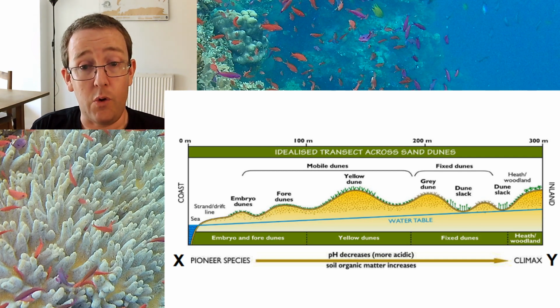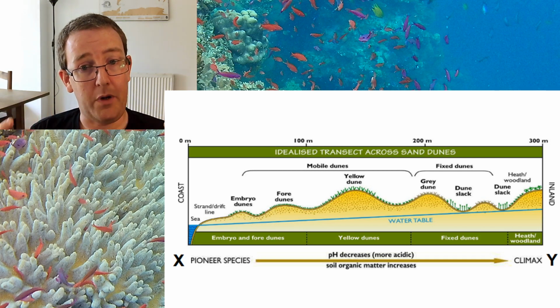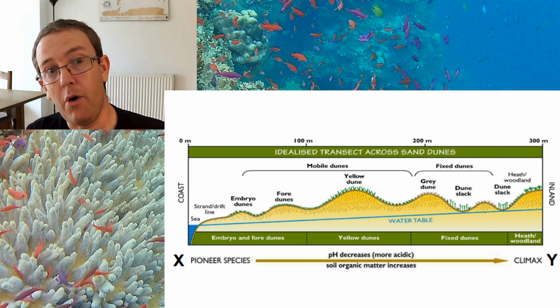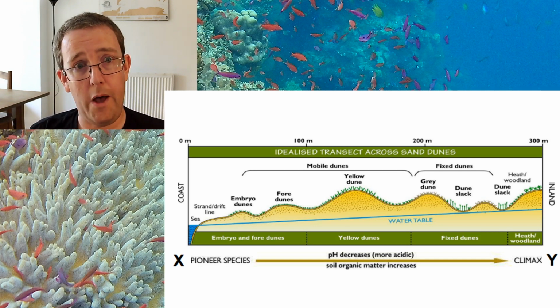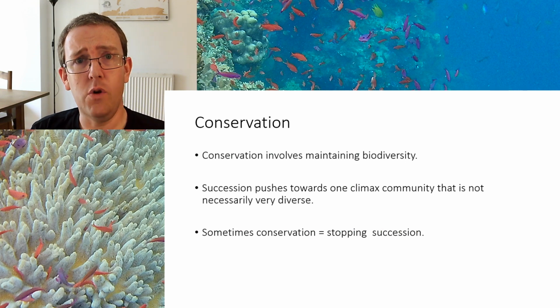Okay, so at the bottom there you can see what's happening. The pH is decreasing because the soil's becoming richer, the organic matter is increasing, and you can think about all the different abiotic factors that are changing as well. Okay, so that's essentially how succession works.